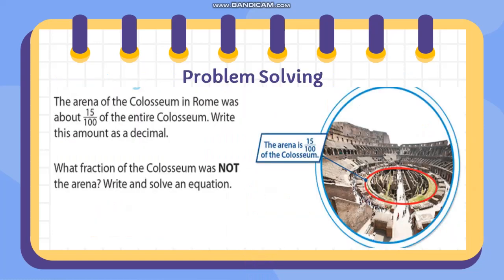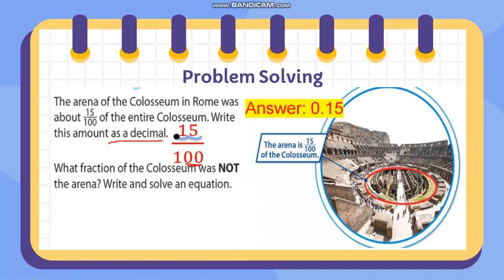Now let's solve the problem solving. The arena of the Colosseum in Rome was about 15/100 of the entire Colosseum. Write this amount as a decimal. From the fraction 15/100, we are going to change this into a decimal. How? Just count the number of zeros, then move to the left. The number of zeros is equivalent to the number of movements. So we have 2 zeros, so 2 movements going to the left, and the decimal is there. That's why the final answer is 0.15.